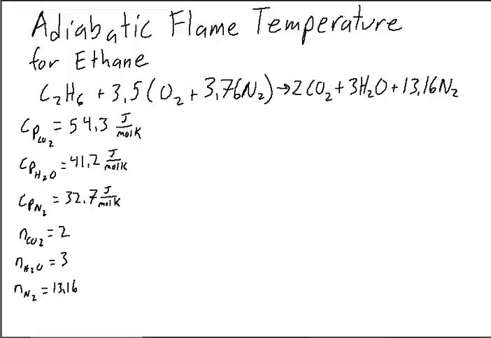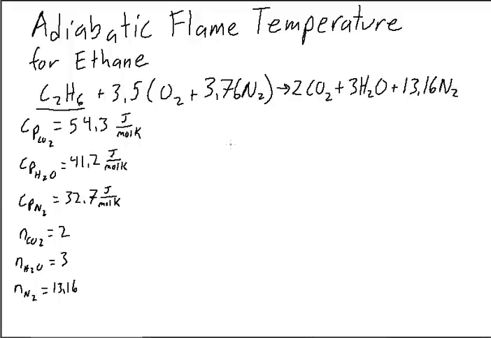Hello everyone. This video is going to go through how to calculate the adiabatic flame temperature for ethane. Now we have ethane here. The combustion equation for ethane is C2H6, and that's combining with oxygen to produce these products of combustion.